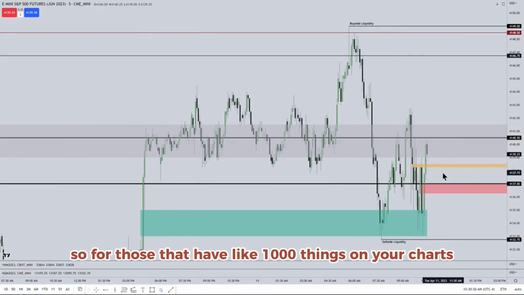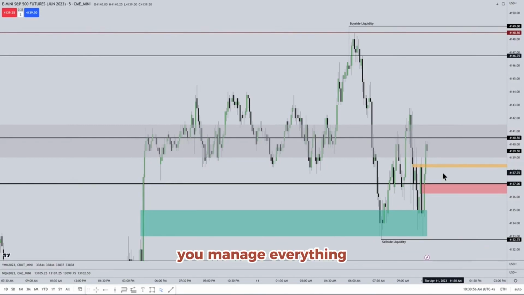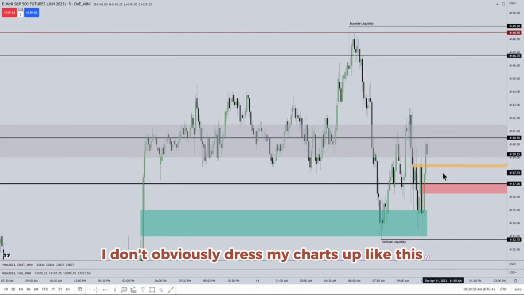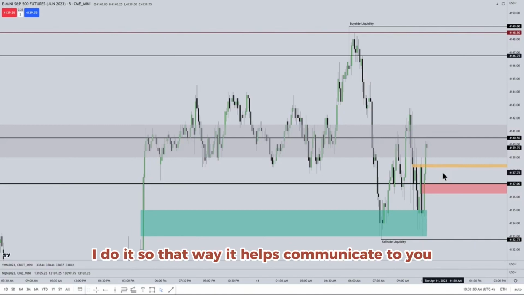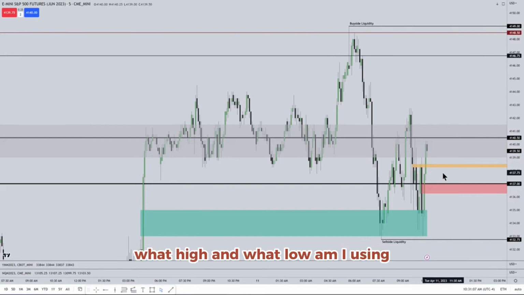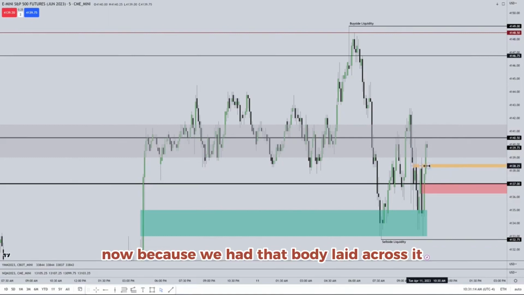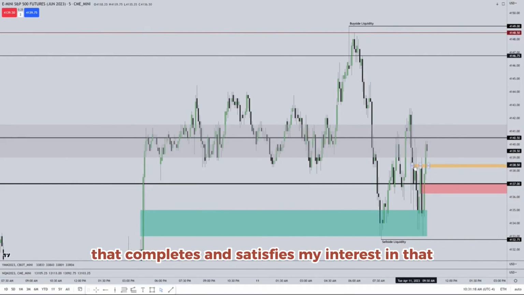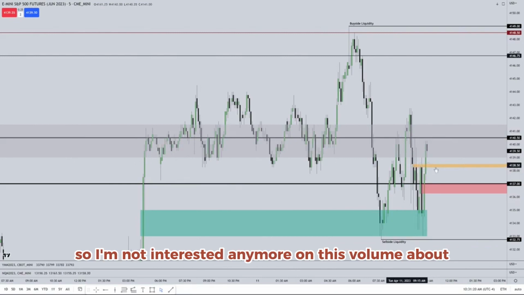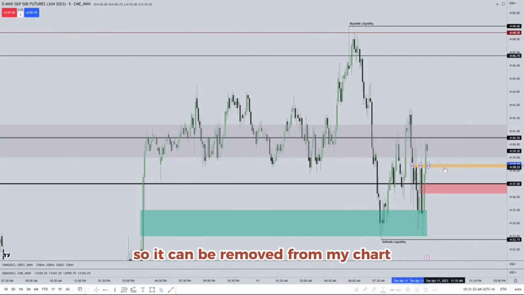So for those that have like 1,000 things on your charts and you're trying to manage everything, I obviously don't dress my charts up like this. I do it so that way it helps communicate to you as the viewer what it is I'm looking at, where it is framed, what high and what low am I using to make a reference point that identifies a specific PD array. Now, because we have that body laid across it, that completes and satisfies my interest in that. So I'm not interested anymore in this volume imbalance. It can be removed from my chart. So I'm no longer interested in it.